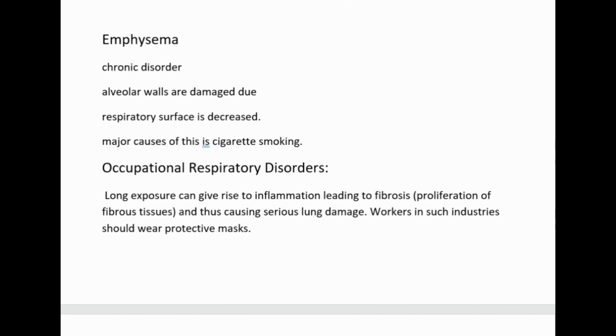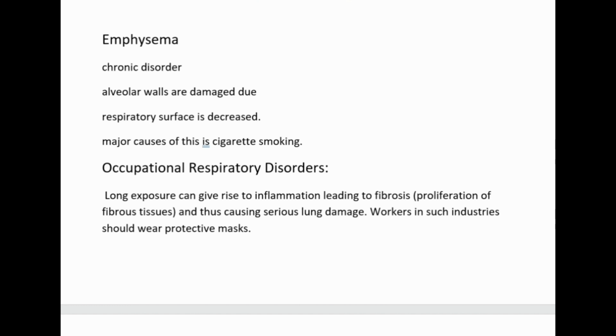Next, we move on to the group of disorders known as occupational respiratory disorders. As the name suggests, the cause of this group of disorders is the occupation that the people are involved in. People go to industries and factories that involve grinding stones, granite industries wherein so much dust is produced. This will damage the upper part of the lungs, right.